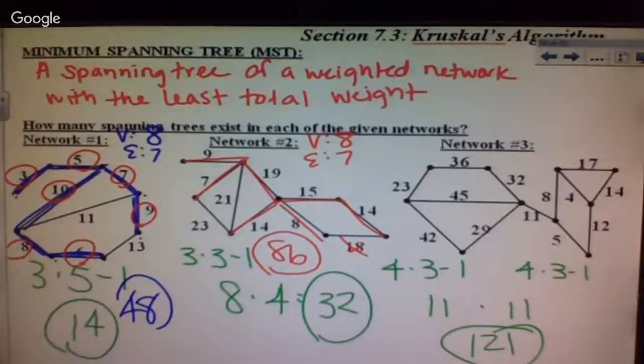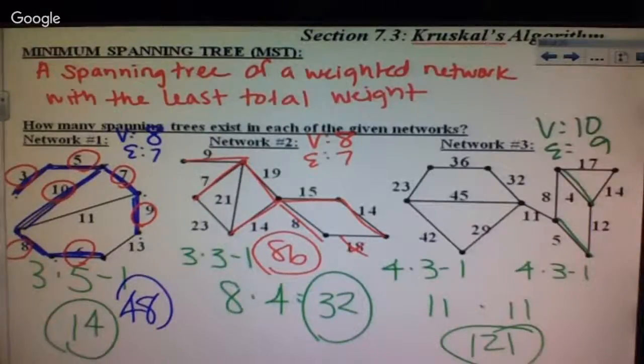Network number 3, then. We've got 1, 2, 3, 4, 5, 6, 7, 8, 9, 10 vertices, which means I need 9 edges. So we start this time with 4. 4, 5. Hold on, let me fix that.